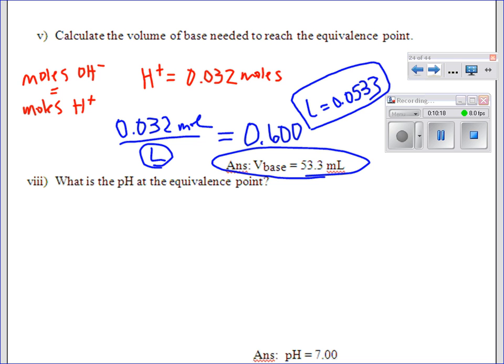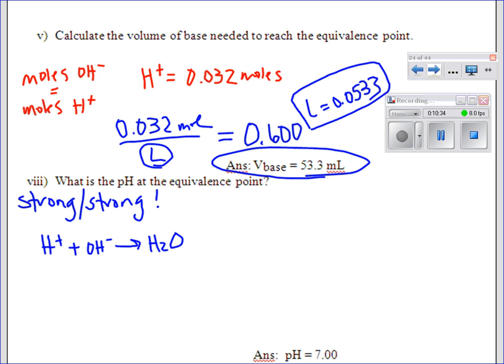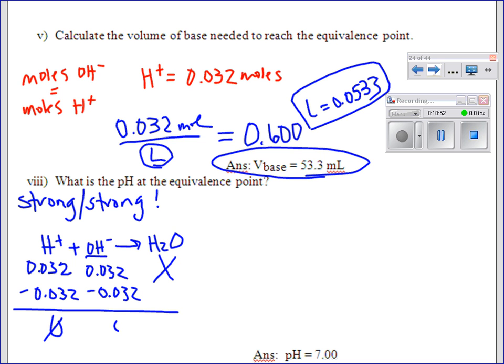So now I want to figure out, well, what is the pH at the equivalence point? For strong, we have a very specific result at the equivalence point. Does anybody remember what that is? pH is 7. Let's prove it. We had 0.032 moles here. To be at the equivalence point, what did we say? 0.032 moles. What happens here? We lose all of those ions, right? And we make water. So what's the pH then? pH has to be 7.